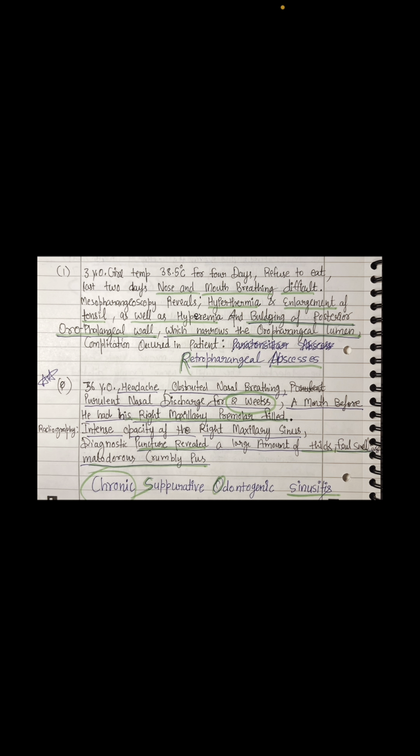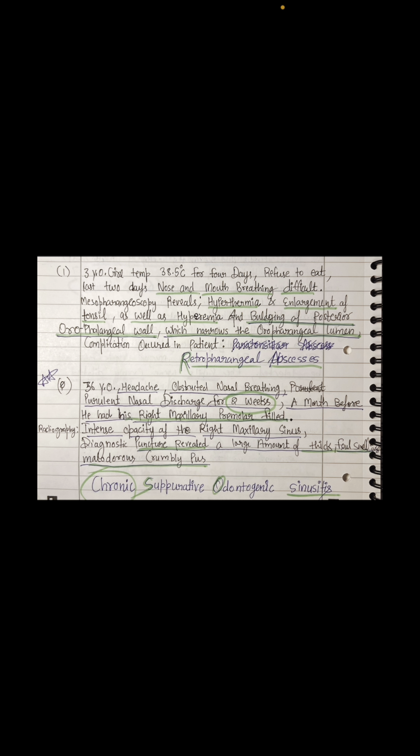This is a 3-year-old girl having fevers. Nose and mouth breathing is difficult for her. Hyperthermia, enlargement of the tonsil, and hyperemia, bulging of the posterior oropharyngeal wall. Why is the bulging there? Because there is an abscess over there, so the posterior pharyngeal wall will look a little bit bulged up. So what complication occurred in the patient? The complication is retropharyngeal abscess. The next patient also complains about the same thing.